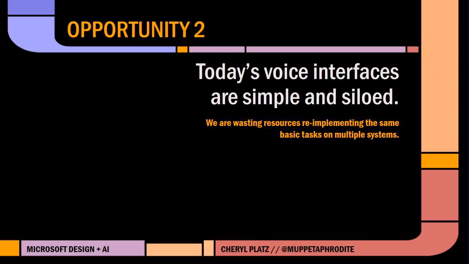But that's a huge opportunity that we have not solved today. The second opportunity revolves around the nature of today's voice user interfaces. We are mainstream, and customers are using these, but the types of tasks that customers are completing with these experiences are still very simple. And these individual voice experiences are highly siloed.